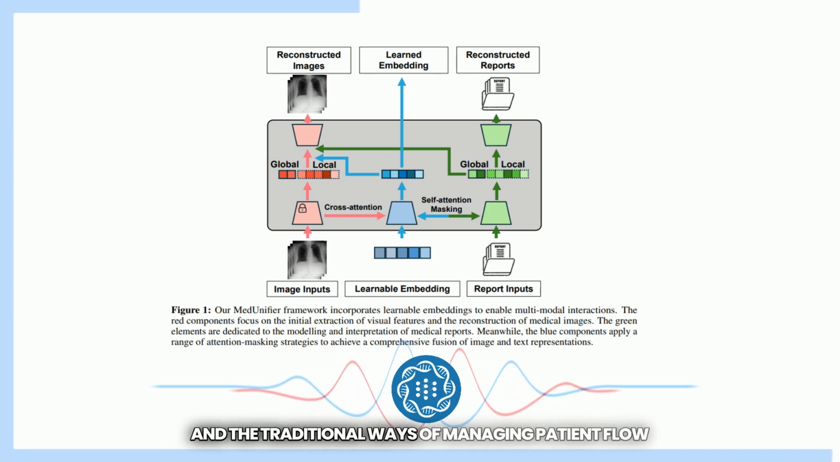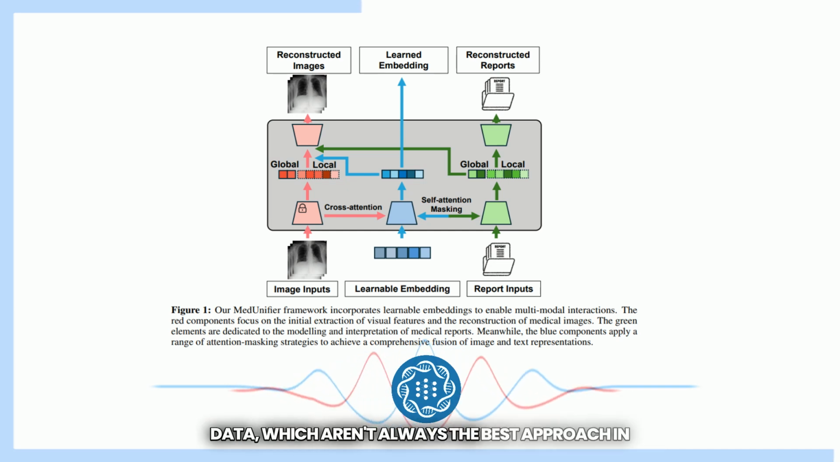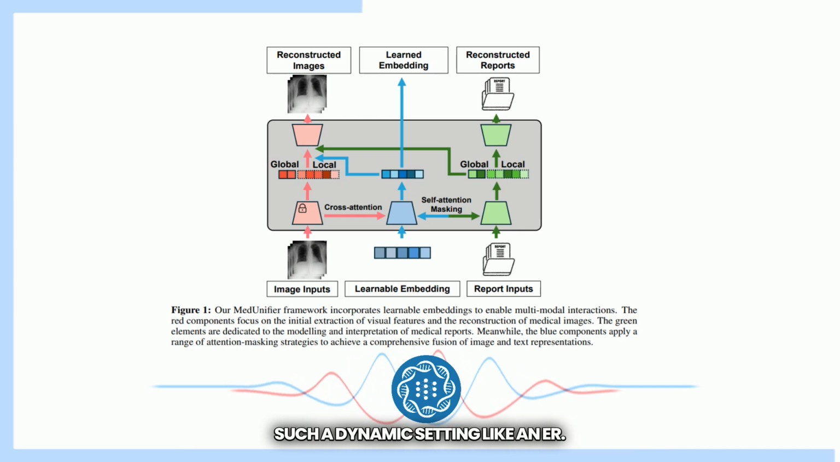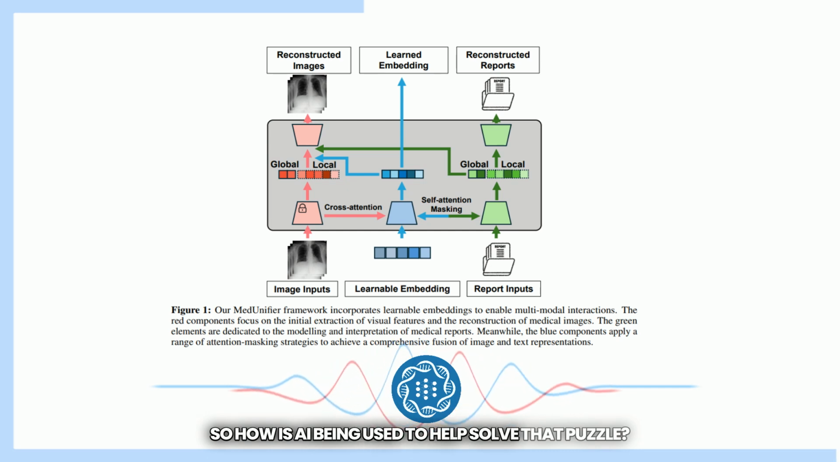Exactly. And the traditional ways of managing patient flow often rely on rules of thumb or past data, which aren't always the best approach in such a dynamic setting like an ER. That's where AI can be a game changer. So how is AI being used to help solve that puzzle?